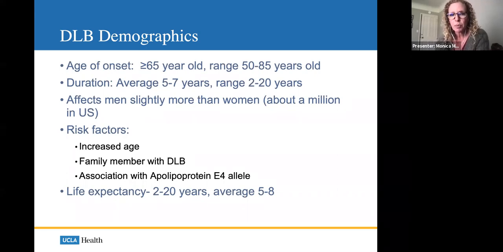With DLB, age is going to be a greater risk factor. A family member with DLB is also going to increase your risk. And if you've come to some of my earlier talks, we've talked about APOE4, a gene that is often closely related to Alzheimer's disease. It's also a gene that is related a bit to Lewy body dementia.